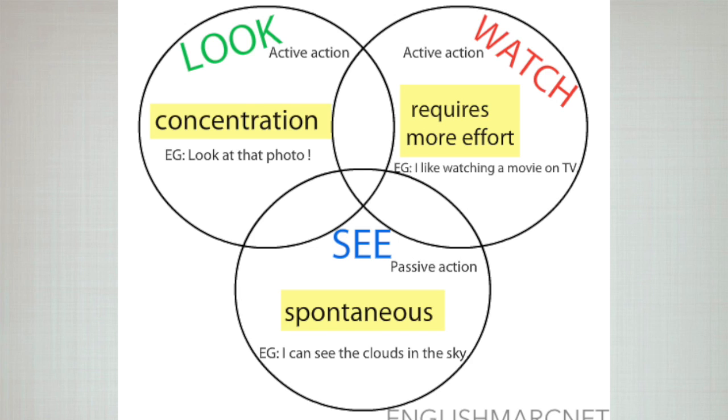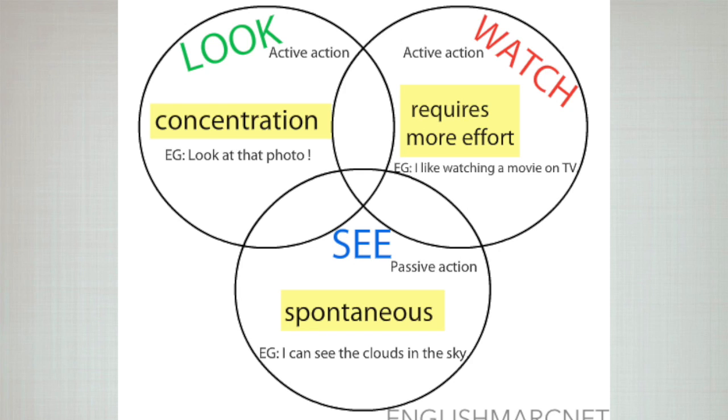First, we're going to concentrate on look. Look is an active action. That means that we make a special effort. We concentrate our eyes on something, so it requires concentration. I gave you an example: look at that photo. Or look, it's snowing outside. This is look.